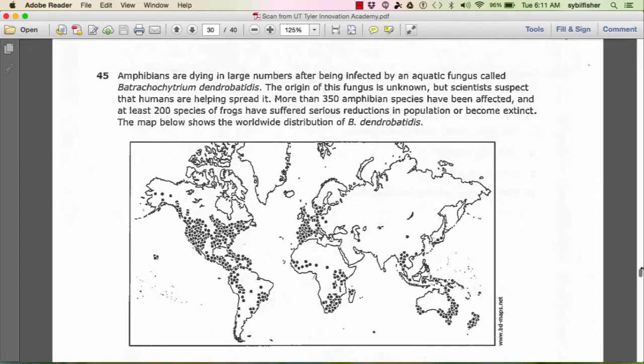Number 45. Amphibians are dying in large numbers after being infected by an aquatic fungus called Batrachochytrium dendrobatidis. The origin of this fungus is unknown, but scientists suspect that humans are helping spread it. More than 350 amphibian species have been affected, and at least 200 species of frogs have suffered serious reductions in population or become extinct. The map below shows the worldwide distribution of B. dendrobatidis.